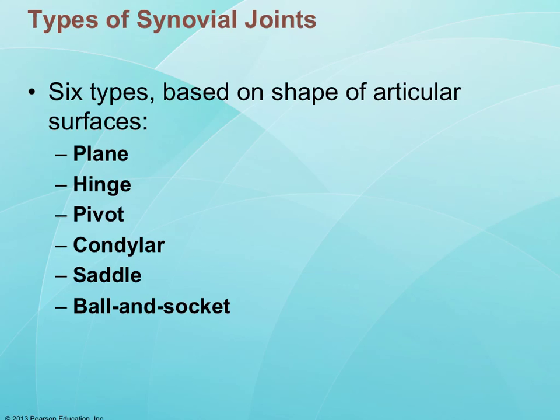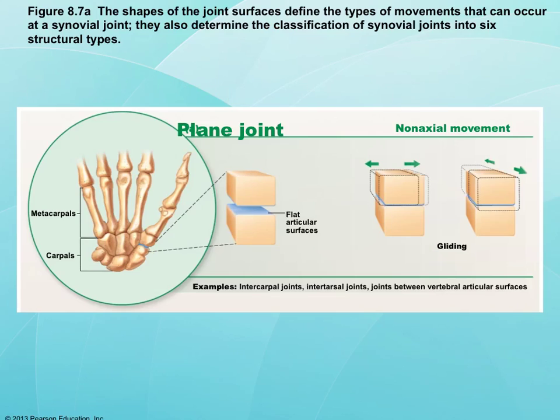The synovial joints can be further divided into 6 different types based on the shape of the articular surface. They are plane, hinge, pivot, condylar, saddle, and ball and socket. The plane joint allows gliding movement. This gliding movement is across a surface. It's like 2 different bones slide past each other on the surface. Since the movement is on a surface rather than along a line, we call this type of movement non-axial.